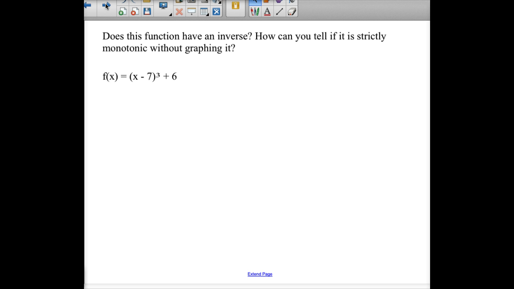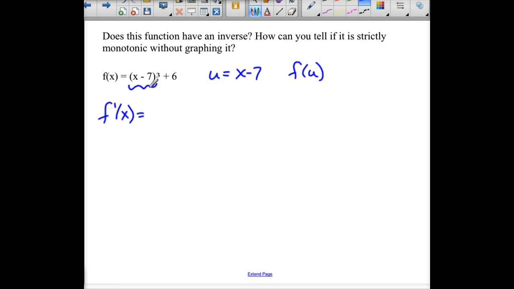So on your homework, when it says, is a graph strictly monotonic, you're going to use the derivative to find out. Or if it says, does this function have an inverse? You're going to use the derivative to figure that out. So we're going to take the derivative here. This, we're going to have to use a chain rule for. The inside function is x minus 7, and the outside function is u to the third.